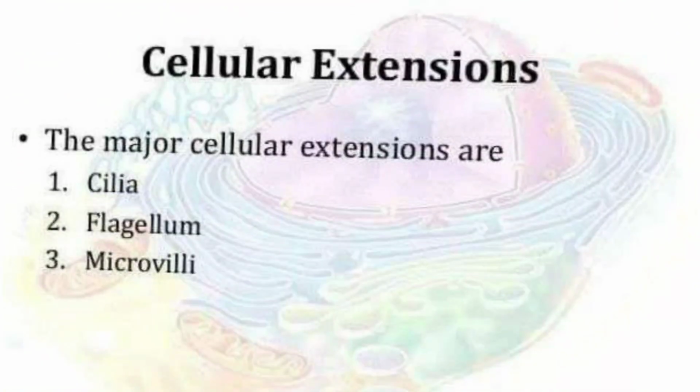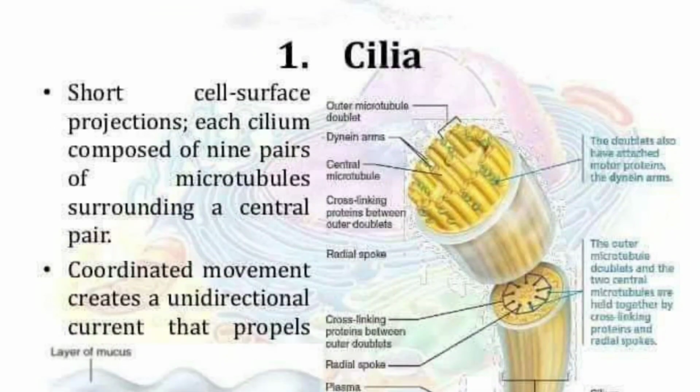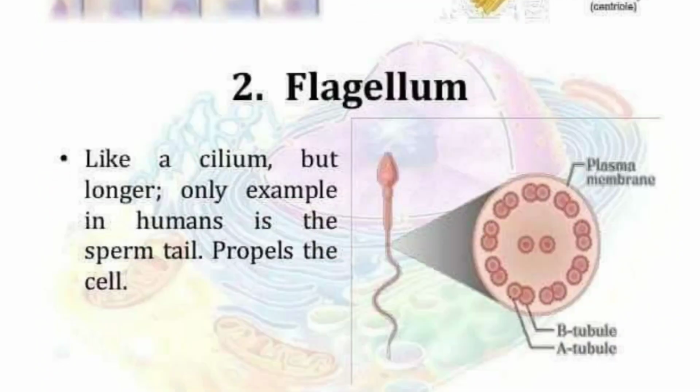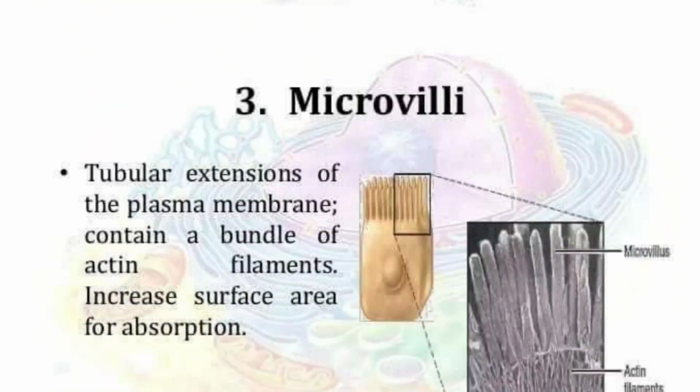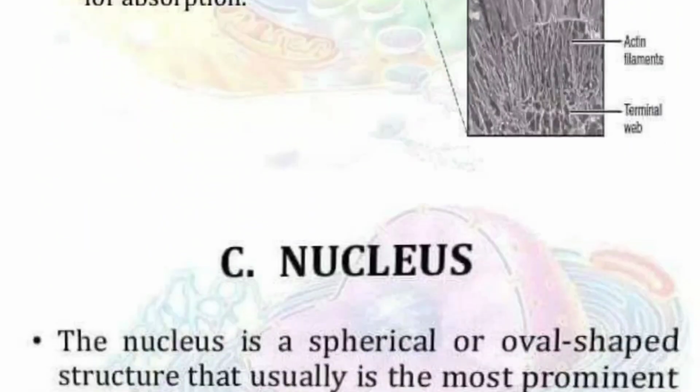Cellular extensions. The major cellular extensions are cilia, flagellum, and microvilli. Cilia are short cell surface projections, each cilium composed of 9 pairs of microtubules surrounding a central pair. Coordinated movement creates a unidirectional current that propels. Flagellum is like a cilium but longer. The only example in humans is the sperm tail, which propels the cell. Microvilli are tubular extensions of the plasma membrane that contain a bundle of actin filaments and increase surface area for absorption.